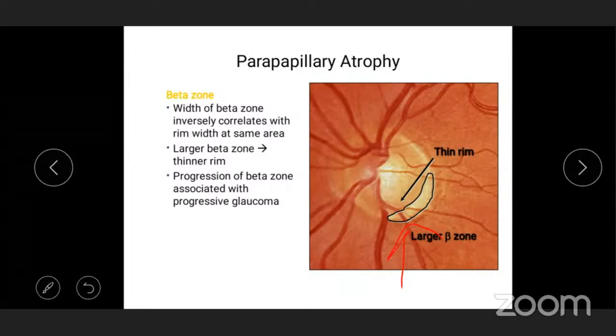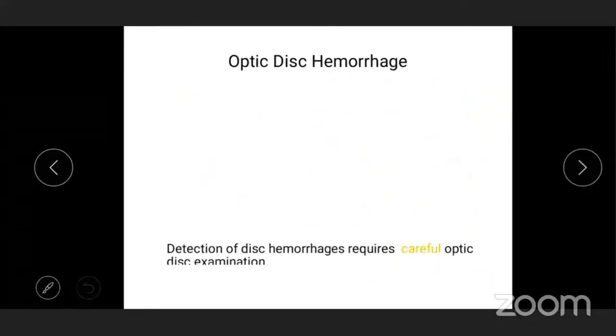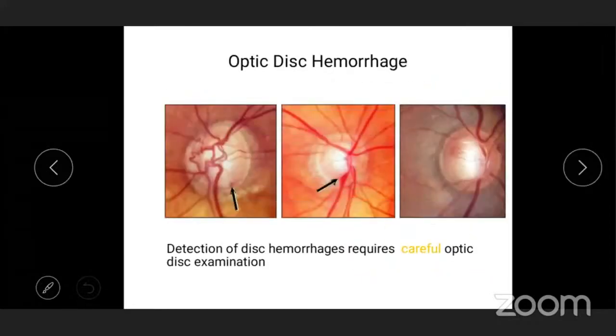In fact, so much so that a large beta zone will correspond to a thinner rim. It will correspond to a corresponding sector RNFL defect. So all these are interrelated. Inferotemporal part common, inferior part common. Then the hemorrhages can be obvious or they can be hidden. They can be subtle, like I told you. So they mean that the glaucoma process is active.